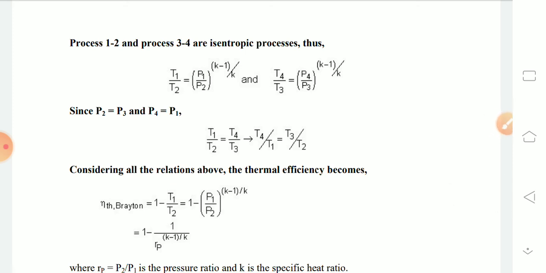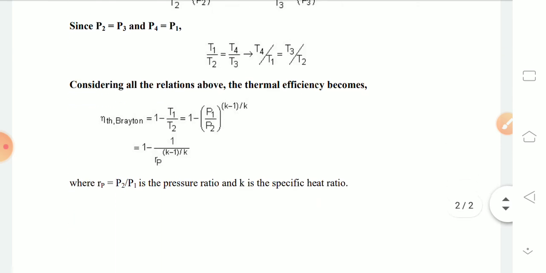The thermal efficiency of the Brayton cycle is 1 minus T1 by T2, which is equal to 1 minus P1 by P2 whole power k minus 1 by k. P2 by P1 is the pressure ratio I am considering. So you can write 1 minus 1 by Rp whole power k minus 1 by k, where Rp is the pressure ratio, that means P2 by P1. Thank you.